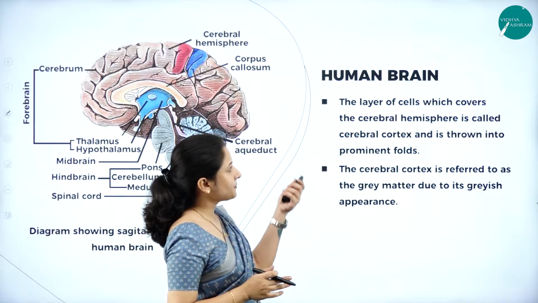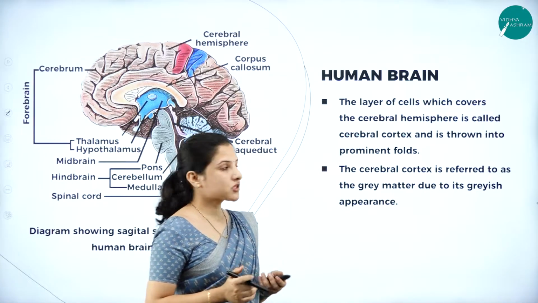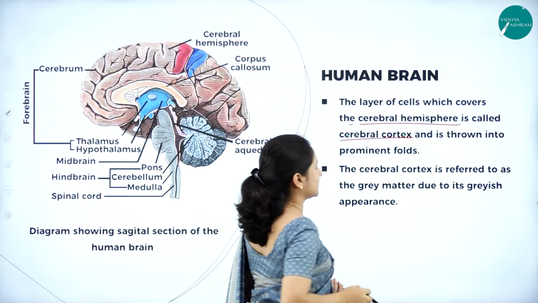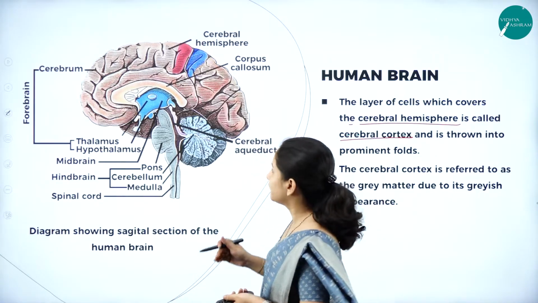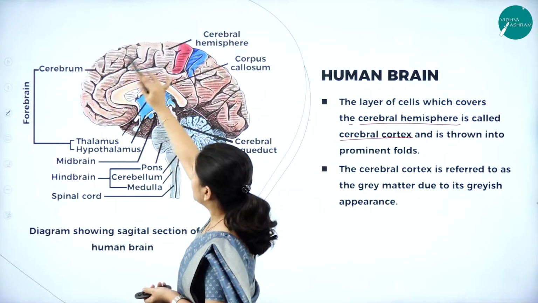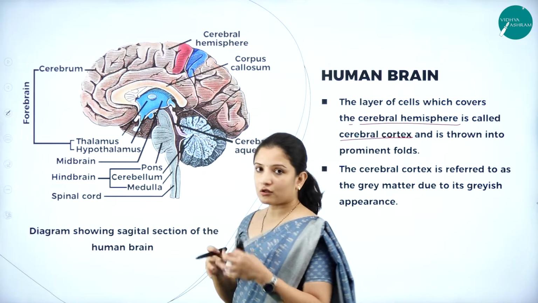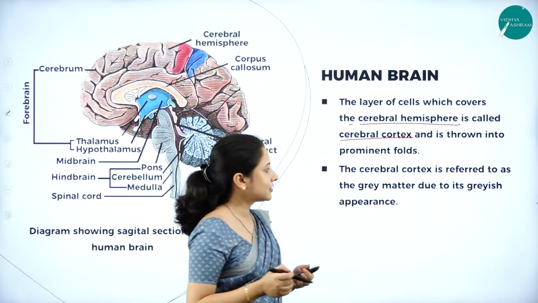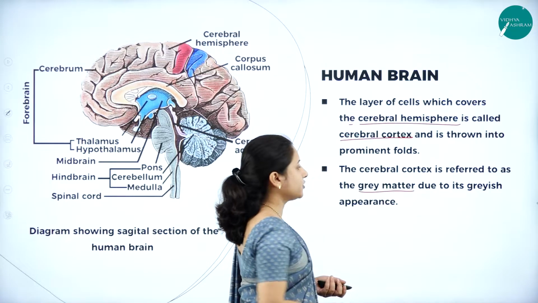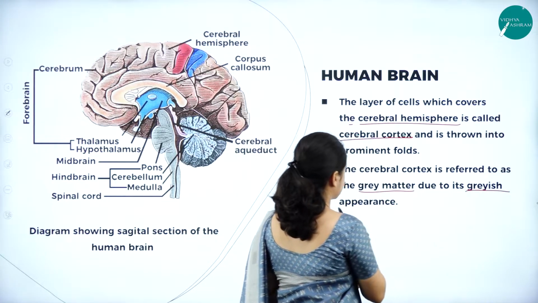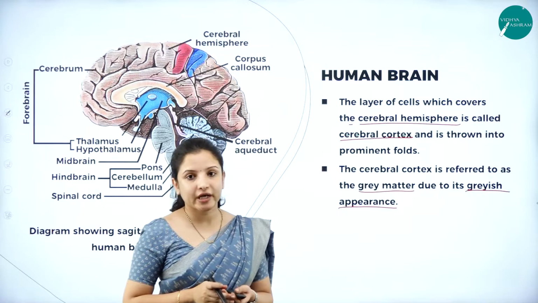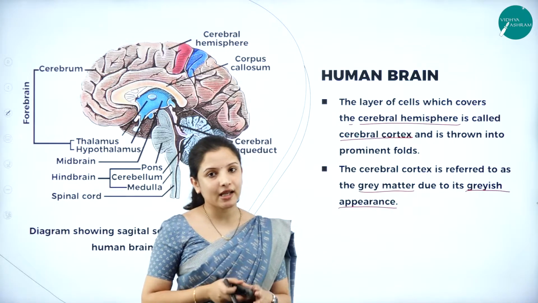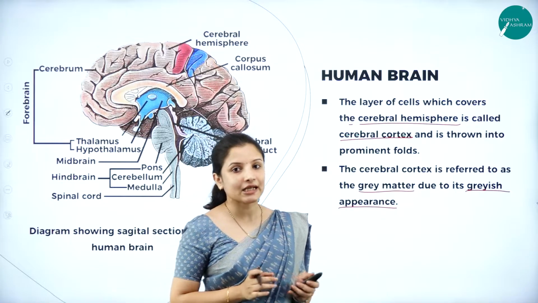Next, moving further, the layer of cells which covers the cerebral hemisphere is called the cerebral cortex, and it is thrown into prominent folds. Can you see here? The cerebrum is made up of the cerebral cortex, and they are in the form of folds. The cerebral cortex is referred to as the grey matter due to its greyish appearance. So we have the grey matter and the white matter in the brain, right? This cerebral cortex is actually grey in color, and therefore it is called the grey matter.